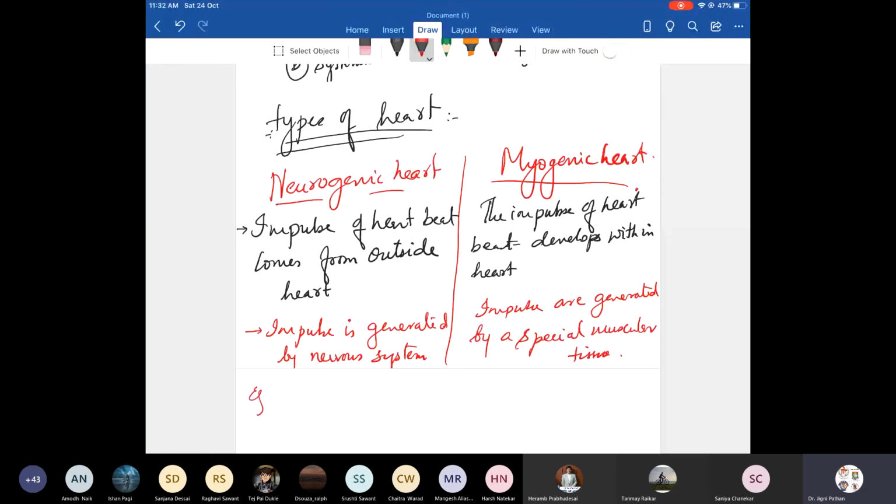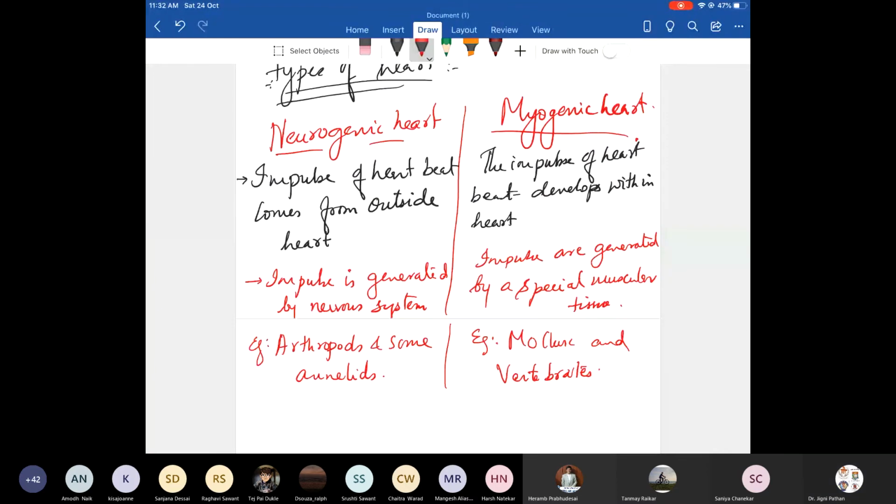Examples for neurogenic heart are arthropods and some annelids. Then examples for myogenic are mollusks and vertebrates. The human heart is important. The human heart is a myogenic heart.